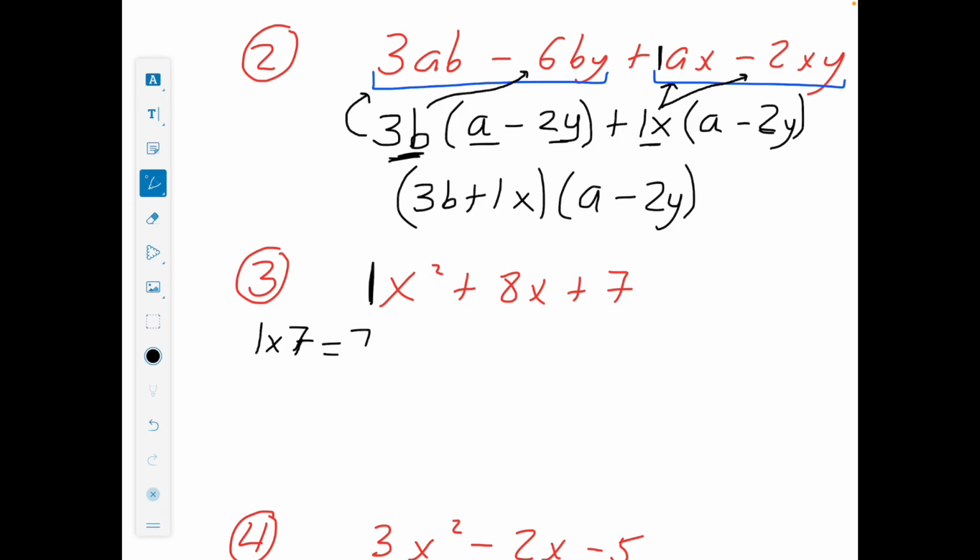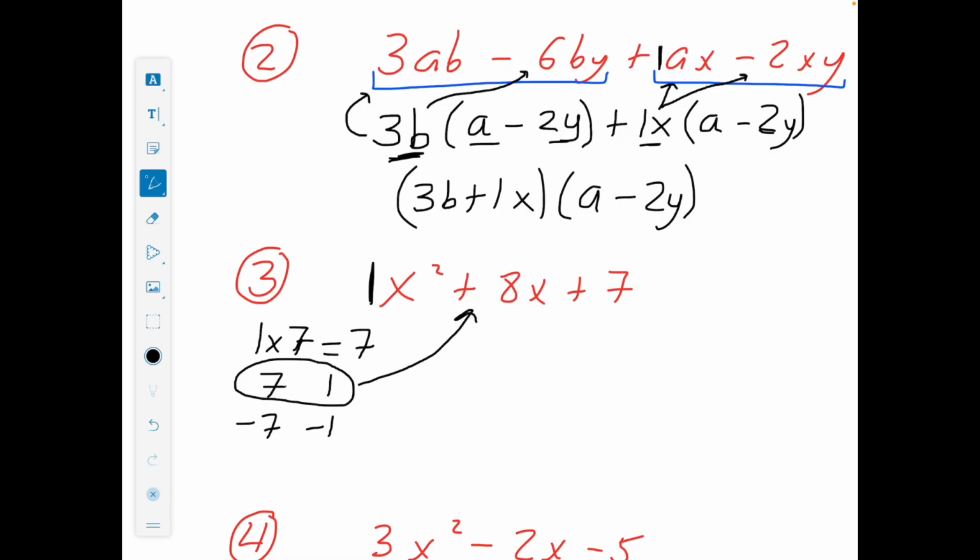So step 1, I'm going to multiply the number in front of the x squared by the number on its own. So 1 multiplied by 7 is equal to 7. Now I'm going to write down the factors of 7. So what numbers could I multiply together to give me 7? So I could have 7 and 1, or I could have minus 7 and minus 1, because 2 minuses together will make a positive.